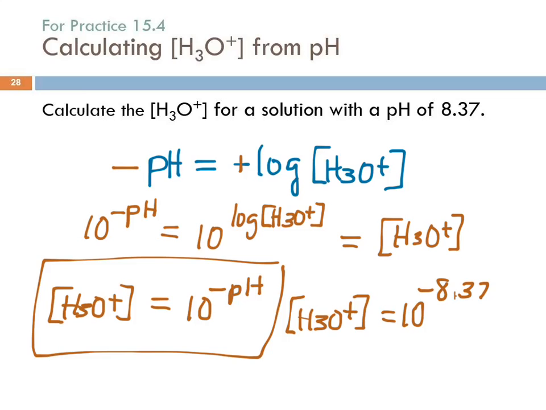Okay, here's a question. How many significant figures should this answer have? 2, because we have 2 decimal places in our pH. So this is going to be 4.3 times 10 to the minus 9.